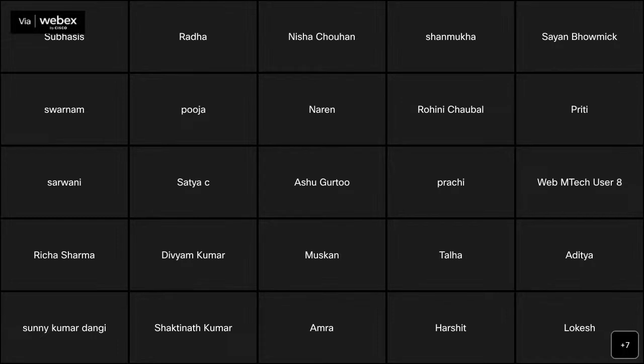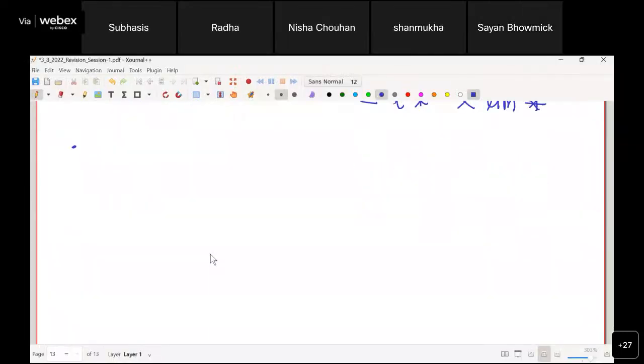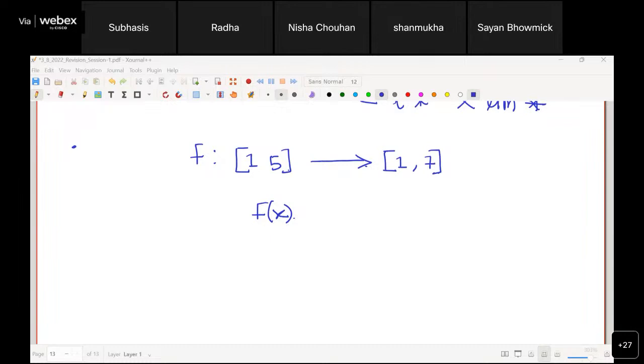Just let me share that other screen. So yeah, so basically what you want is a continuous function from where to where? From 1 5 to 1 7, such that f of 3 is equal to pi. Is there any other condition? Okay, f of 3 is equal to pi, right?